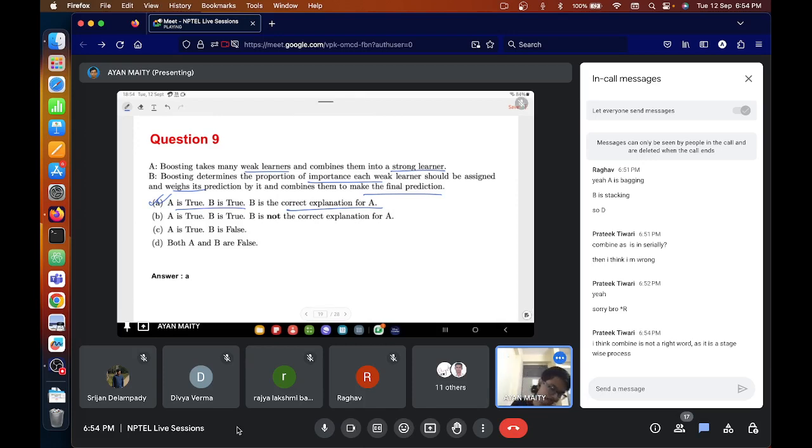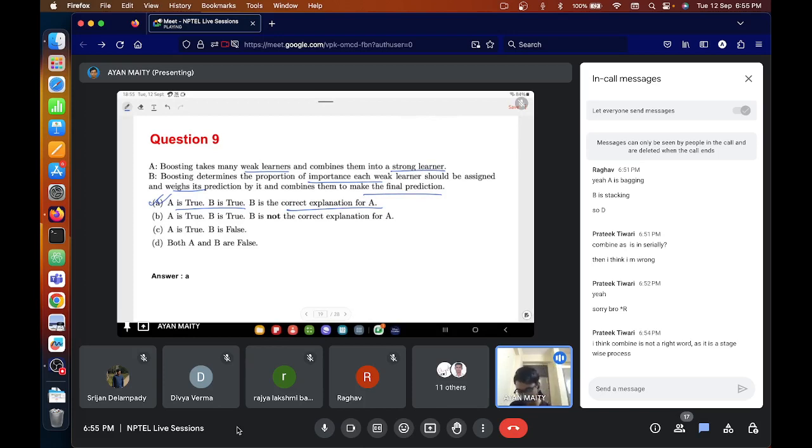Pratik is saying, I think combine is not the right word as it is stage wise. But finally you have to combine them to get the output. It happens sequentially. You train the learner sequentially, compute the importance values for every learner based on its accuracy measure. But for the final output for any example, you have to combine the outputs of every weak learner.